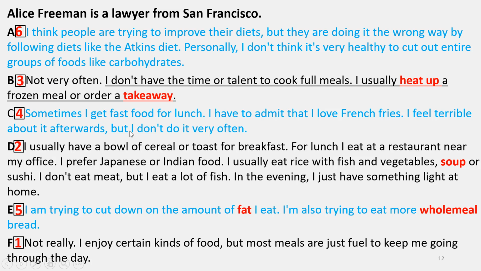Please notice the underlined sentence. I don't have the time or talent to cook for meals. I usually heat up a frozen meal or order a takeaway, right? Heat up a frozen meal. Frozen meal means that she bought it from the food store, and other people already cooked it for her, and now she wants to eat. She just needs to heat it up, right?